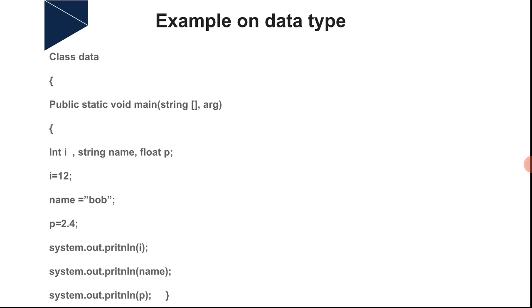It is simply System.out.println(i), System.out.println(name), and likewise for p. So this is the output. The output will be 12, Bob, and 2.4. So these are the uses of different data types.